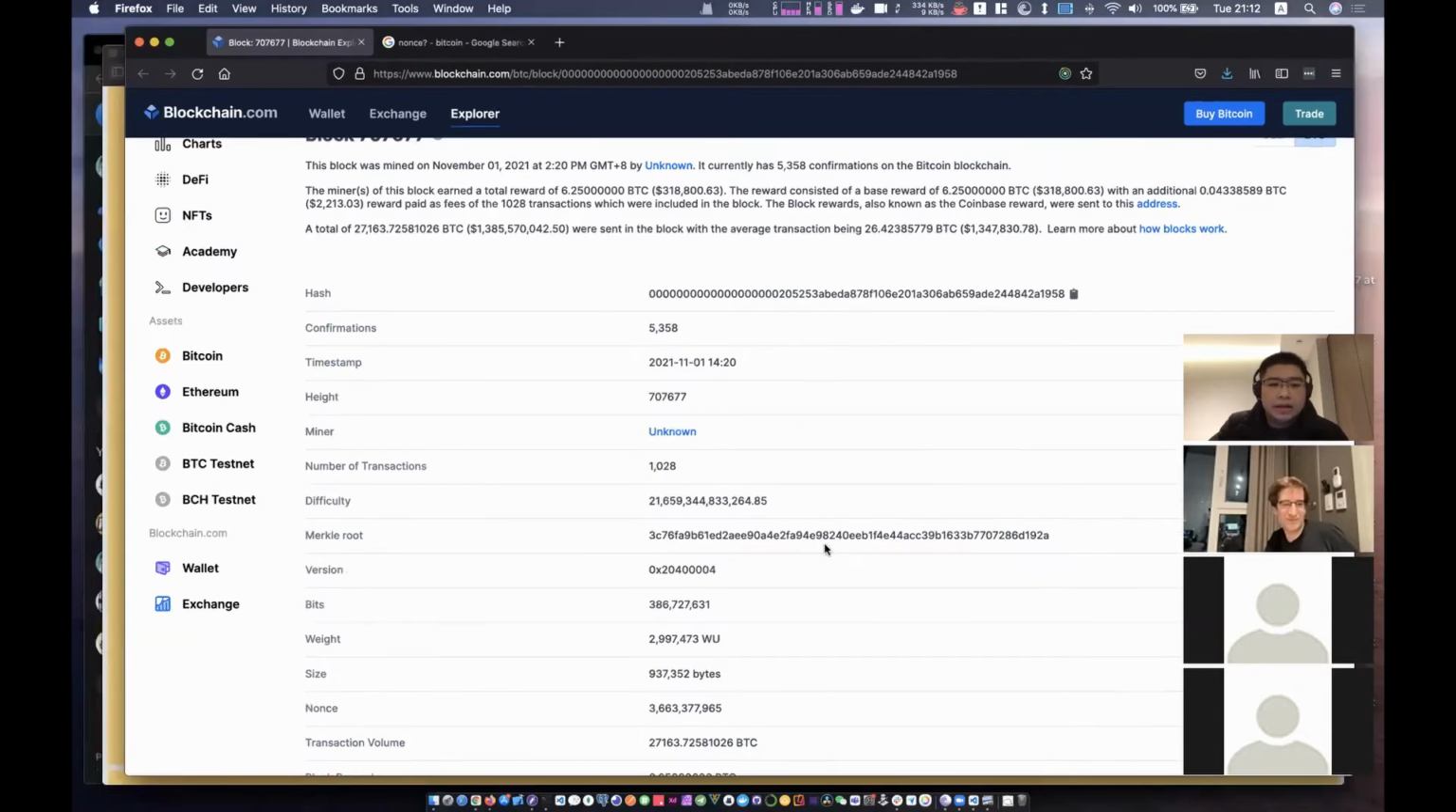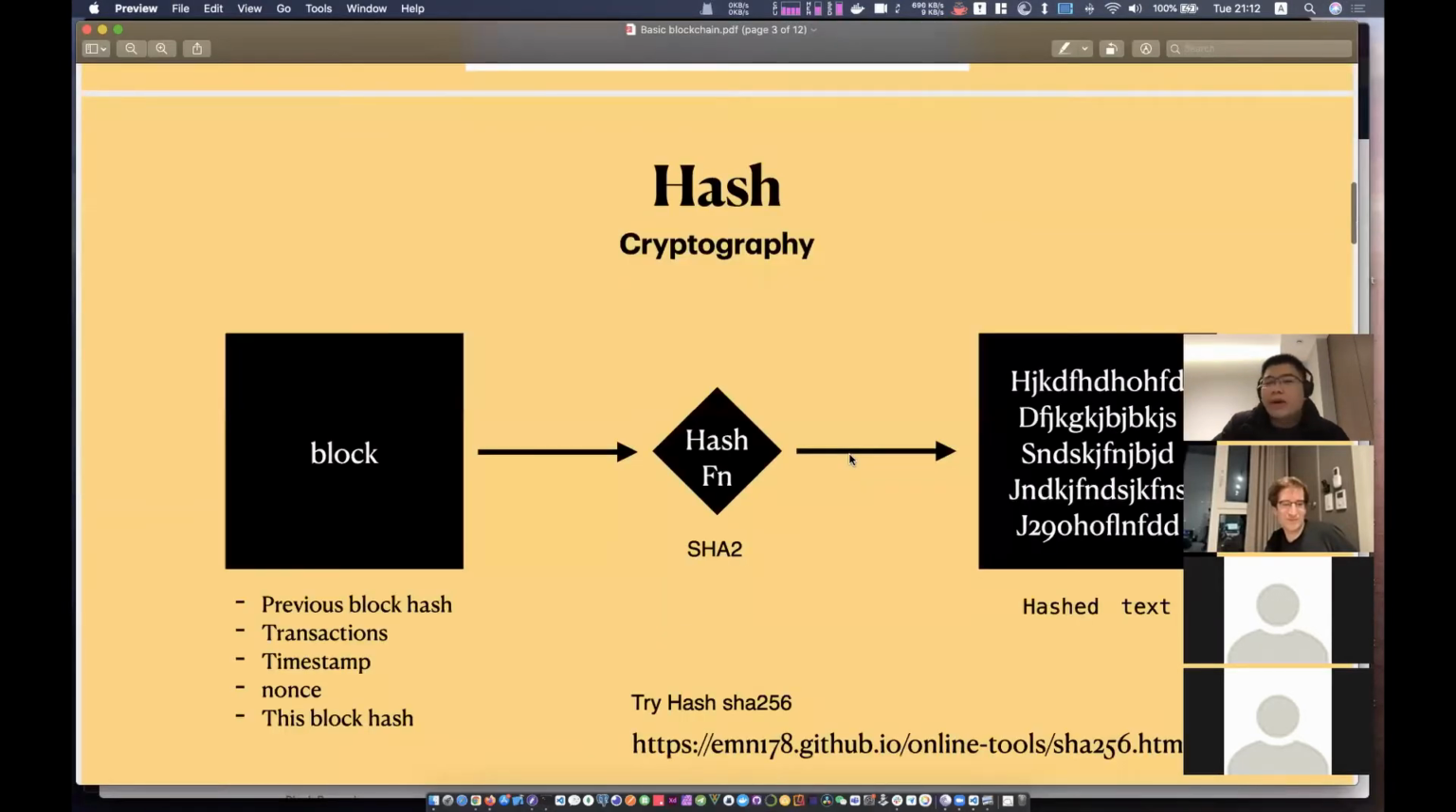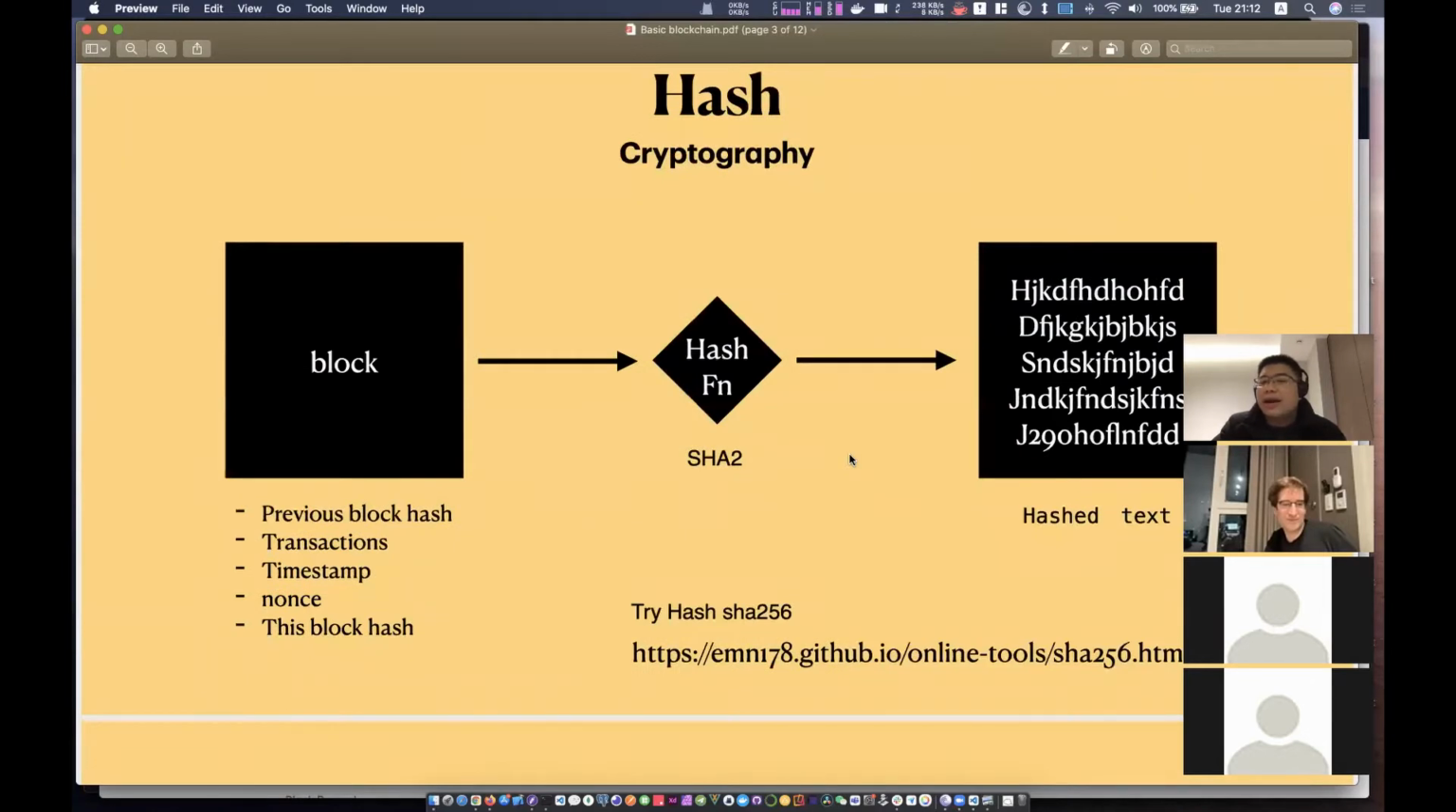Next, I will talk about the hash, how the miners give the identity of that block. We want to learn what the hash is. Hashes come from cryptography. Cryptography comes from wars in the past, when people wanted to encrypt messages so they wouldn't be transferred to the enemies.